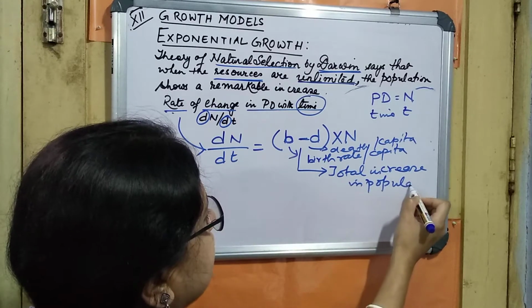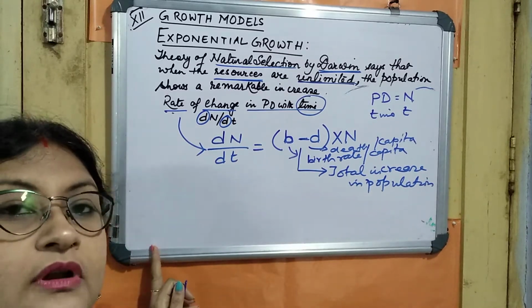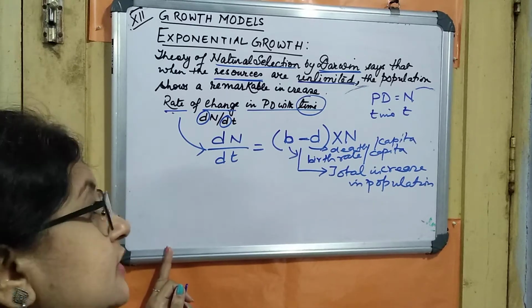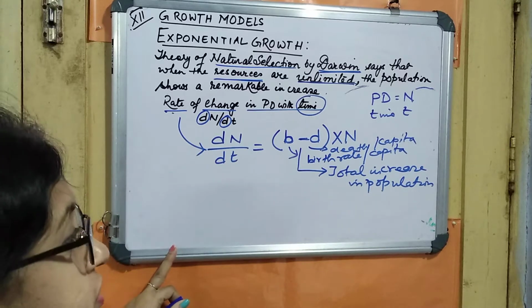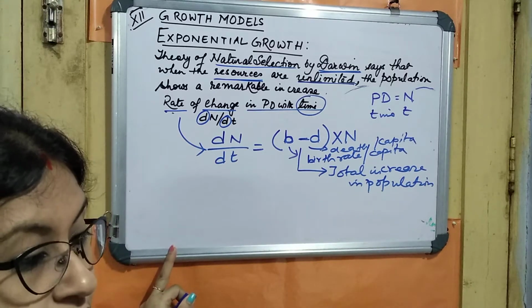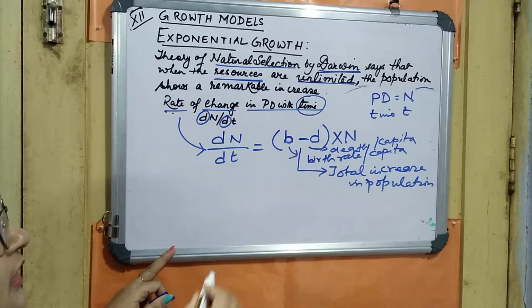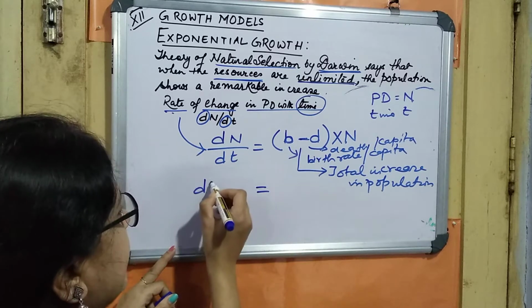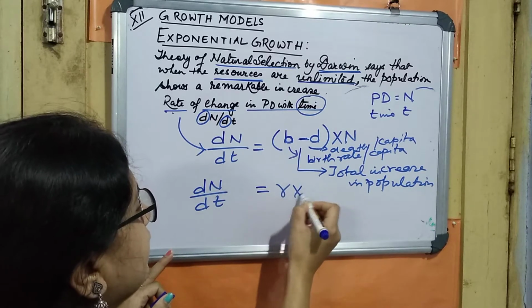If we take out the birth rate and the death rate in a particular year, in a particular area, then we will get this kind of number which shows us the total increase in the population, and this is represented by b minus d. Now suppose b minus d is replaced by r. So at that time it will become dn by dt is equal to r into n.